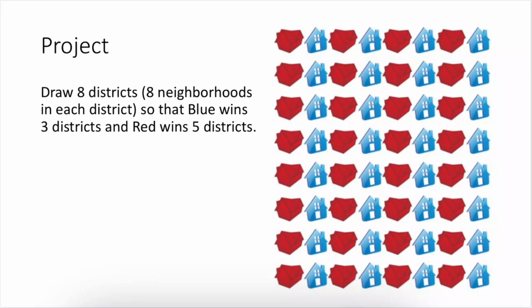So what you'll be given in your project is a simplified state. And in the state, you'll have a certain number of red houses and a certain number of blue houses that represent Republican neighborhoods versus Democratic neighborhoods. And in the instructions, you'll be told how you want to draw the districts to favor one party or the other. So that's the goal with the project. And if you have any questions, I'm happy to help you out with it.